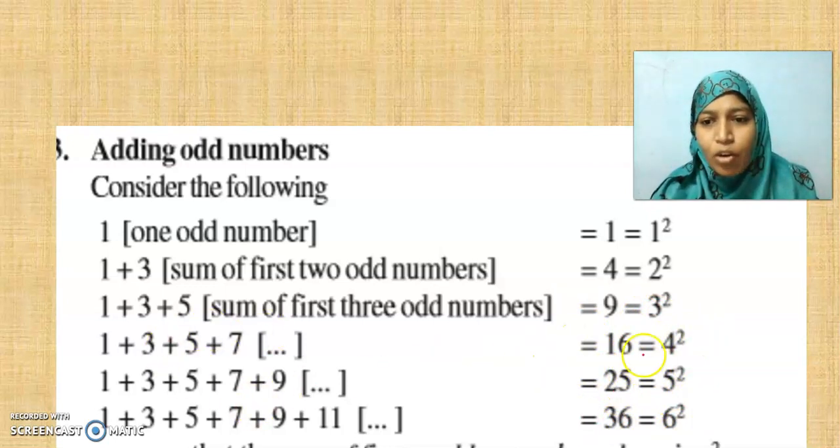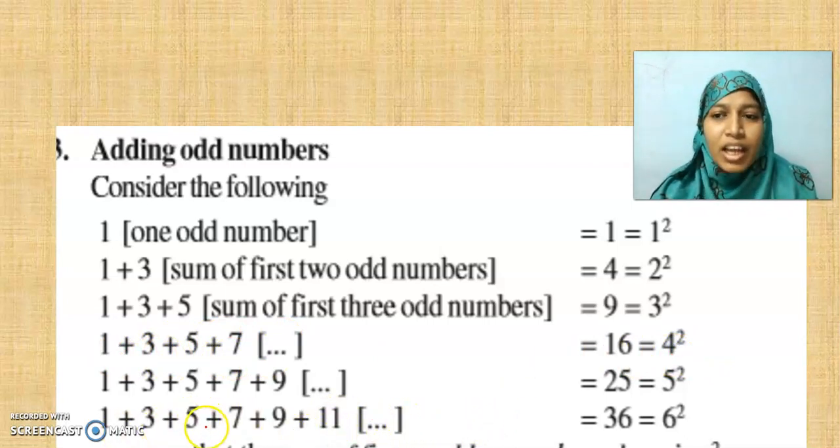Can you guess how I have got the square number? Come on, track the pattern. 2 numbers, 2 squared. I have 3 successive odd numbers, 3 squared. If I have 4 successive odd numbers, I have 4 squared. So immediately you will easily answer me.